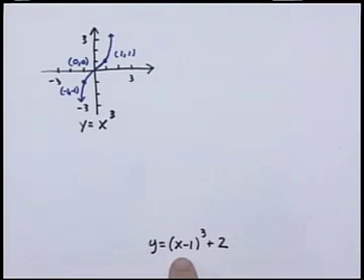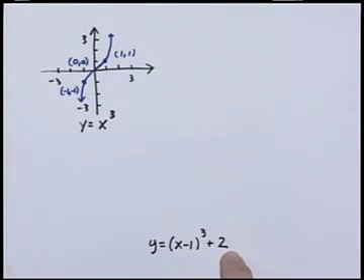In this problem, we're going to graph a function using the transformations of functions. In particular, we're going to go over horizontal and vertical shifts. We want to graph y equals (x minus 1) cubed plus 2.